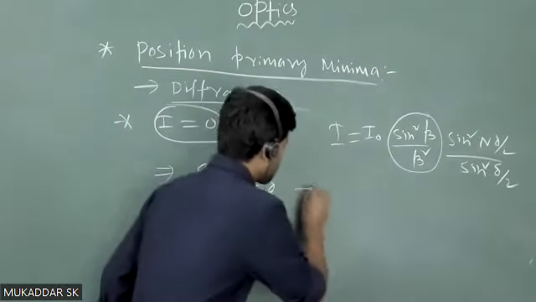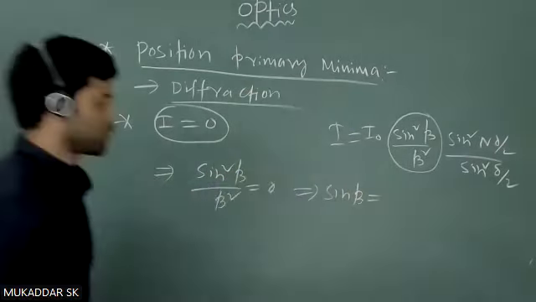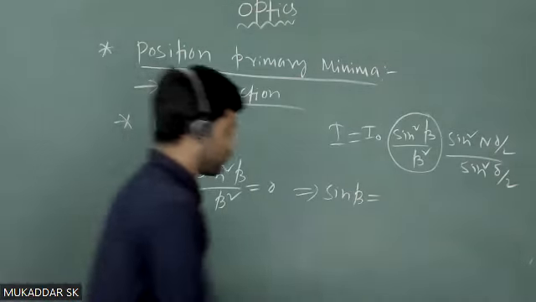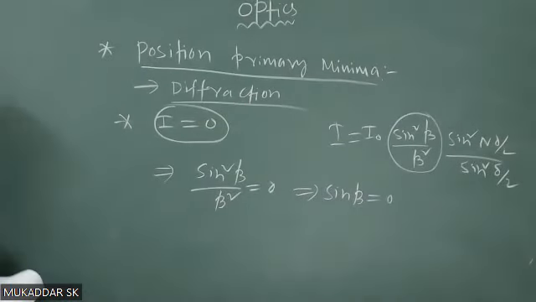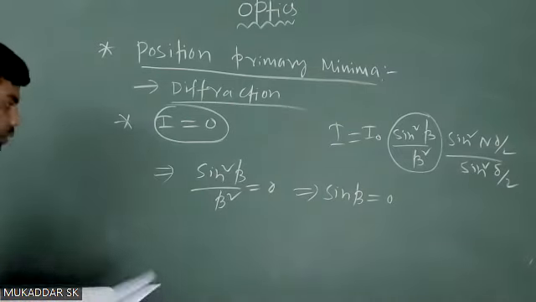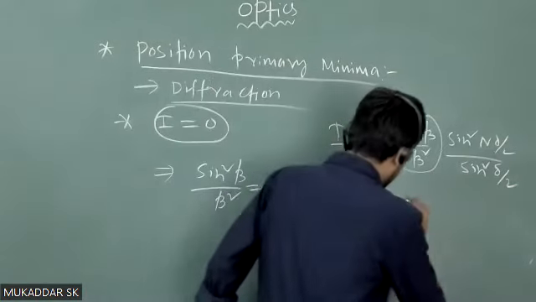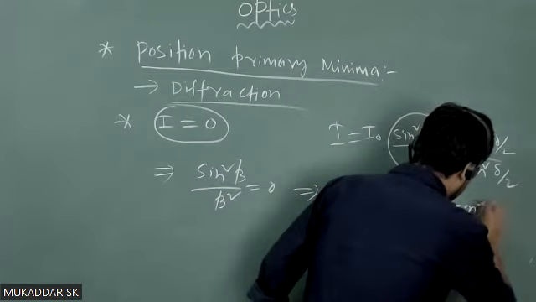It means sin β should be how much, Anju? At primary minima, sin β should be what? It should be 0, right? Am I correct? क्या मैं ठीक लिखा हूँ? Yes, sir. Okay, now how much will I get that value of β? It should be nπ.